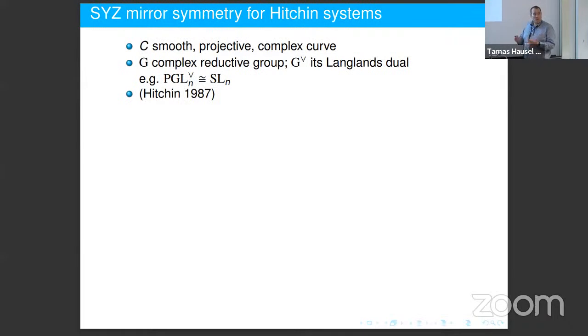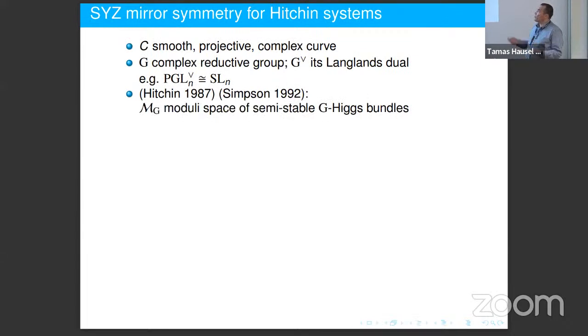The moduli space of Higgs bundles, which is our main interest in this talk, the total space of the Hitchin system, was introduced by Nigel Hitchin in 1987 using gauge theoretical methods. And from an algebraic geometrical point of view, it was Simpson's contribution starting in 1992. So we are going to consider the moduli space of semistable G-Higgs bundles.